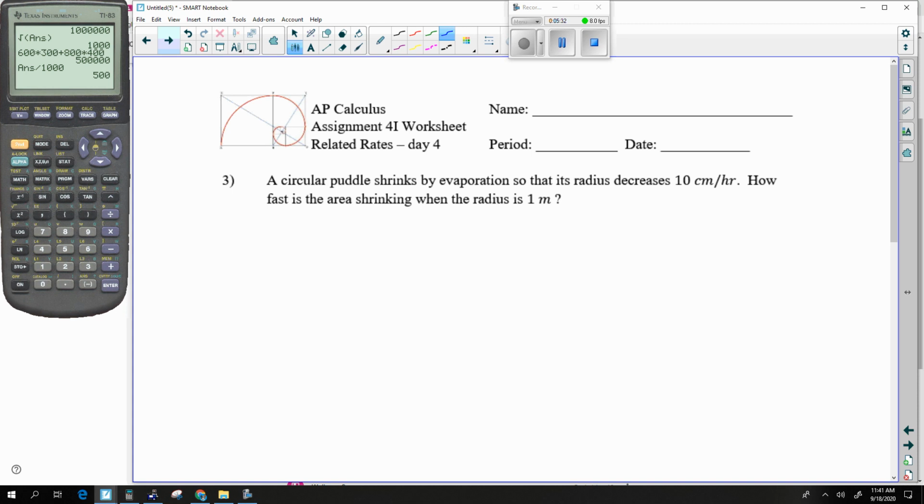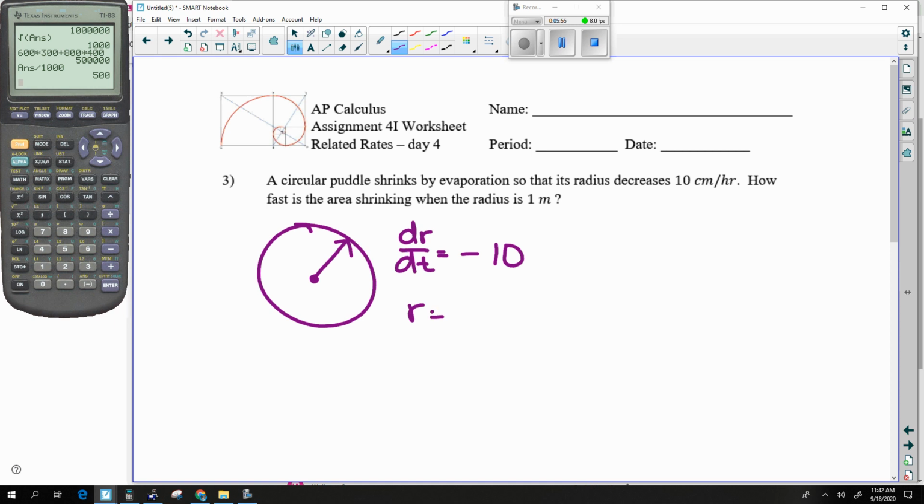A circular puddle shrinks by evaporation and decreases in its radius at 10 centimeters per hour. So dr/dt is getting smaller by 10 centimeters. How fast is the area shrinking when the radius is 1 meter? Ooh, tricky. 1 meter is the same thing as 100 centimeters.